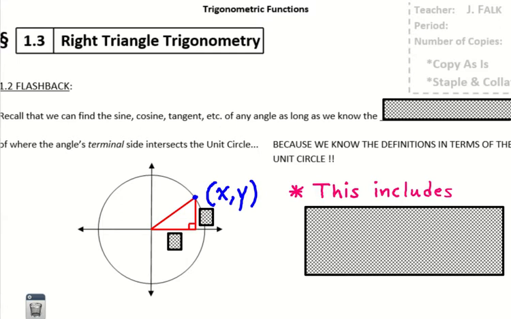Recall that we can find the sine, cosine, tangent, etc., of any angle as long as we know the what of where the angle's terminal side intersects the unit circle. As far as what we did in 1.2, what do we need to know about the angle when it comes to the unit circle, so we can find sine, cosine, or tangent? Well, if we knew the coordinates, right?